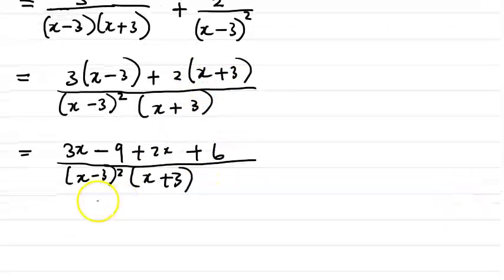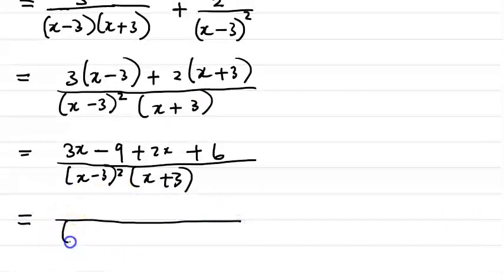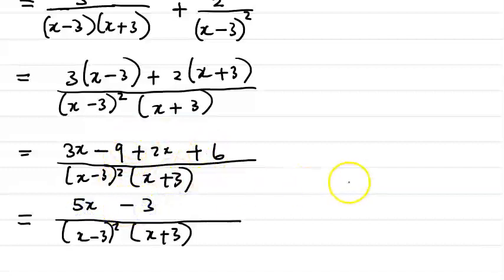Let's simplify. What are we left with? It's equal to, so we're going to say x minus 3 squared, x plus 3 there. 3x plus 2x is 5x. That's going to be 5x, and minus 9 and plus 6 is going to be minus 3. So therefore our solution is 5x minus 3 all over x minus 3 squared into x plus 3.